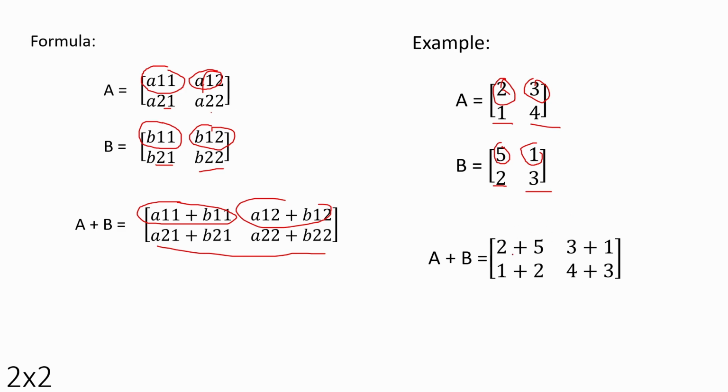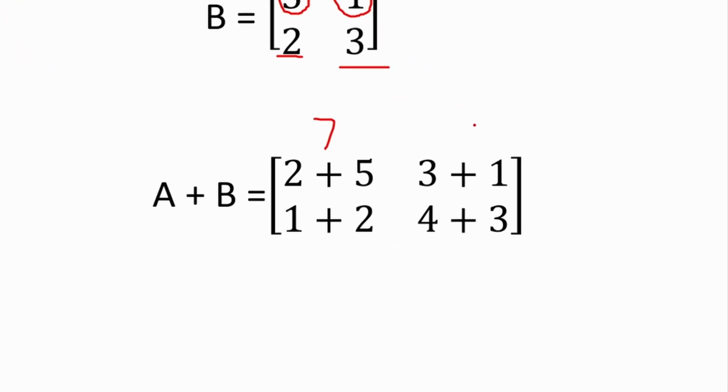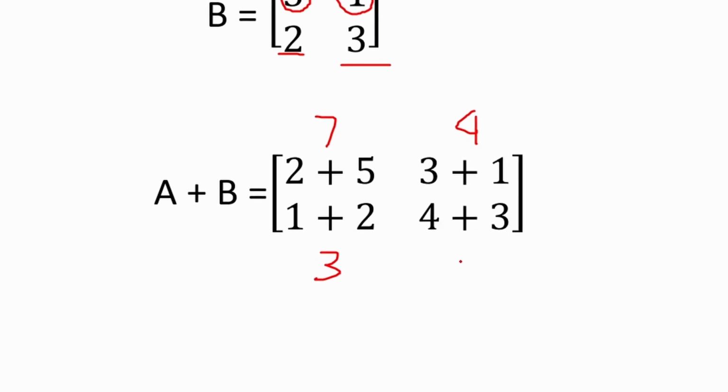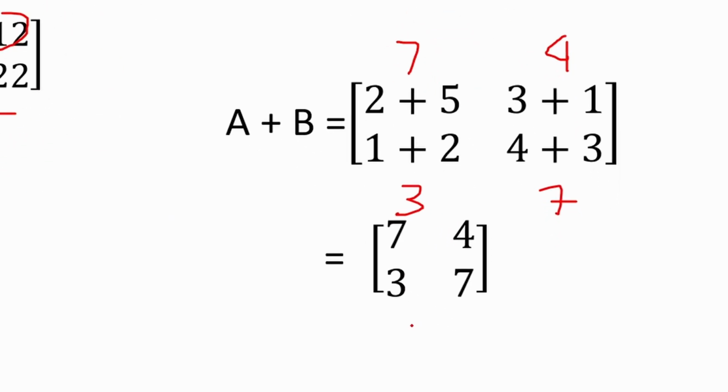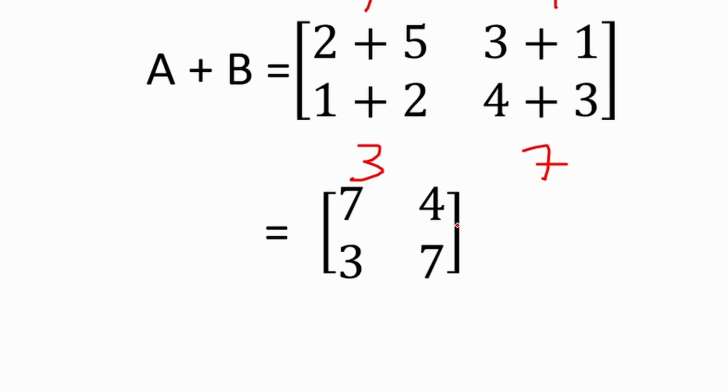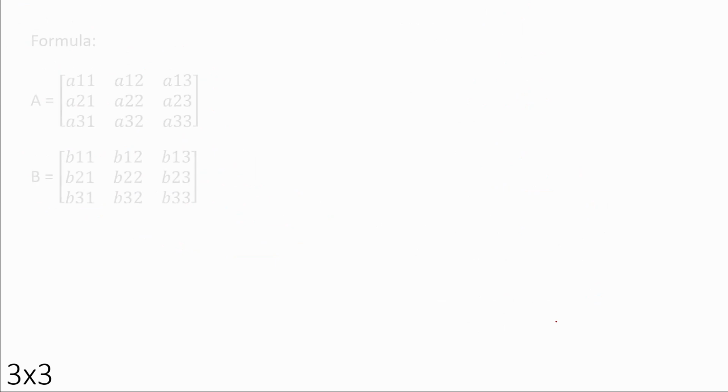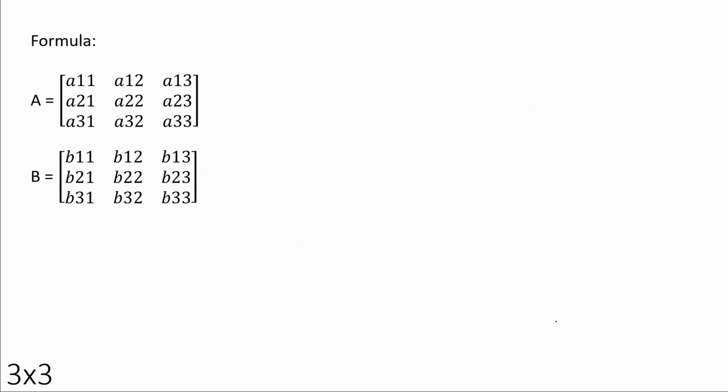And then just calculate the rest. 2 plus 5 is 7, 3 plus 1 is 4, 1 plus 2 is 3, 4 plus 3 is 7. So the answer will be 7, 4, 3, 7. Correct. Easy, right? Next, we get into the formula of the 3 by 3 matrix. It is almost the same, but the difference is it just has a different dimension.